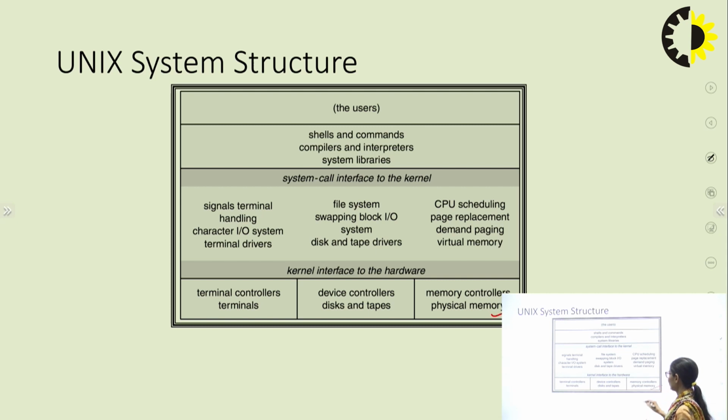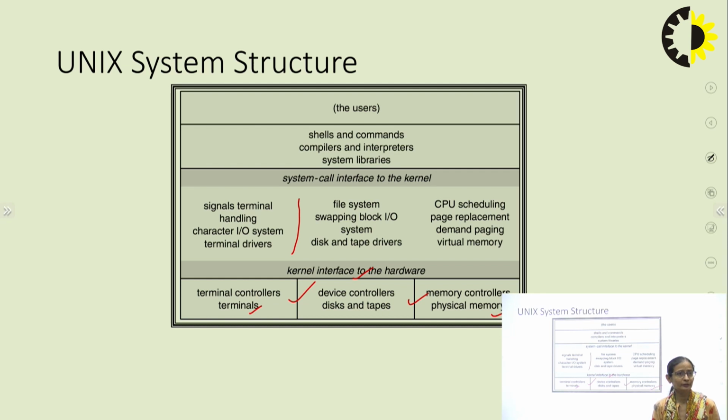At the lowest level, we have memory controllers, basically meant for physical memory, device controllers meant for disk and tapes, terminal controllers for your terminals, that is your display unit, and here we have the kernel interface to the hardware. In this kernel interface to the hardware, we have signals, terminal handling, character input output system, terminal drivers, file system, swapping, block input output system. These are the support provided within the kernel to access all these hardware devices.